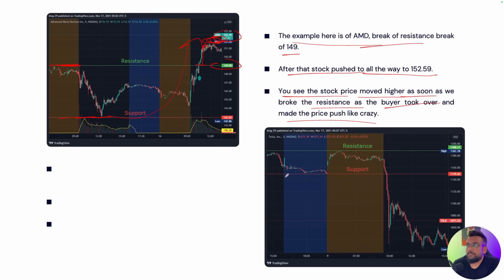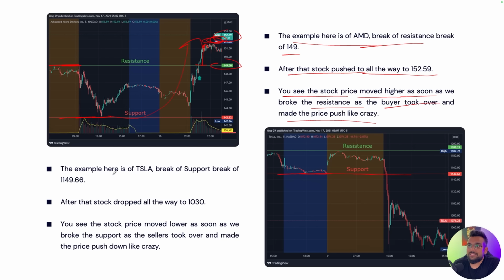Right here, what happened? This is the support level that you see right here. The example here is Tesla, a break of the support level of 1149.166 after the stock dipped down to 1030. You see what I'm saying? Big move down. That's even below 1,000. That's a big move down, a $120 move. You see the stock price moved lower as soon as it broke the support and the sellers took over.